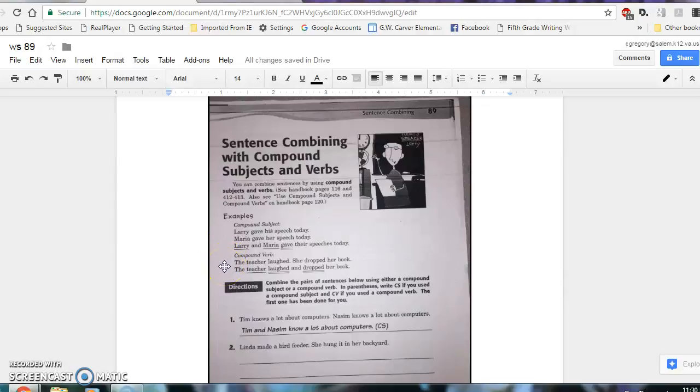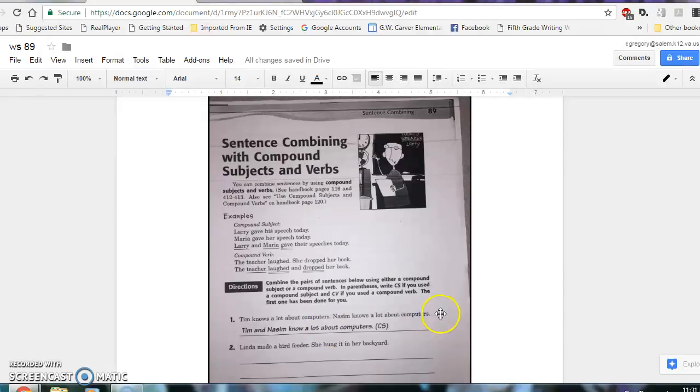Another example with a compound verb. The teacher laughed. She dropped her book. So you have one person there, right? Simple subject. But she's doing two different things. So that's a compound predicate. The teacher laughed and dropped her book is a way to combine those two sentences.